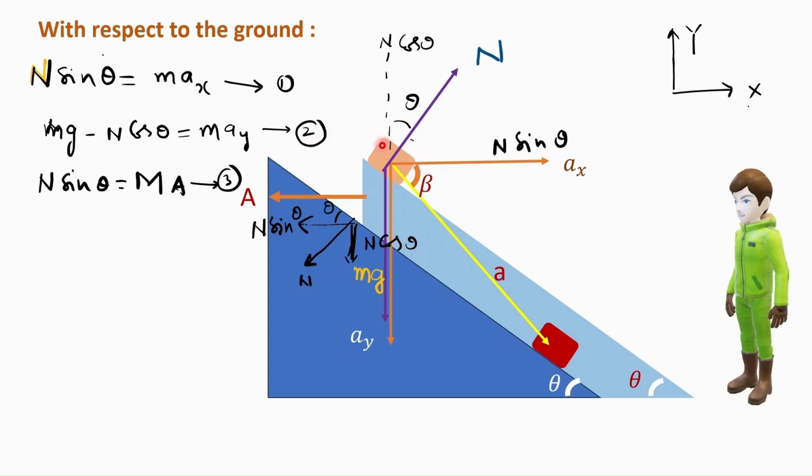For this block we have two equations. For this wedge also we can write one equation, that is, on this wedge one horizontal force is acting, that is n sin theta. Due to this, acceleration will be caused. Therefore I can write n sin theta acting on this wedge in the horizontal direction is equal to mass of this wedge times the acceleration produced in this wedge. Therefore, three equations, but how many unknowns are there? N, ax, ay and capital A. Four unknowns are there. Therefore, we require one more equation.